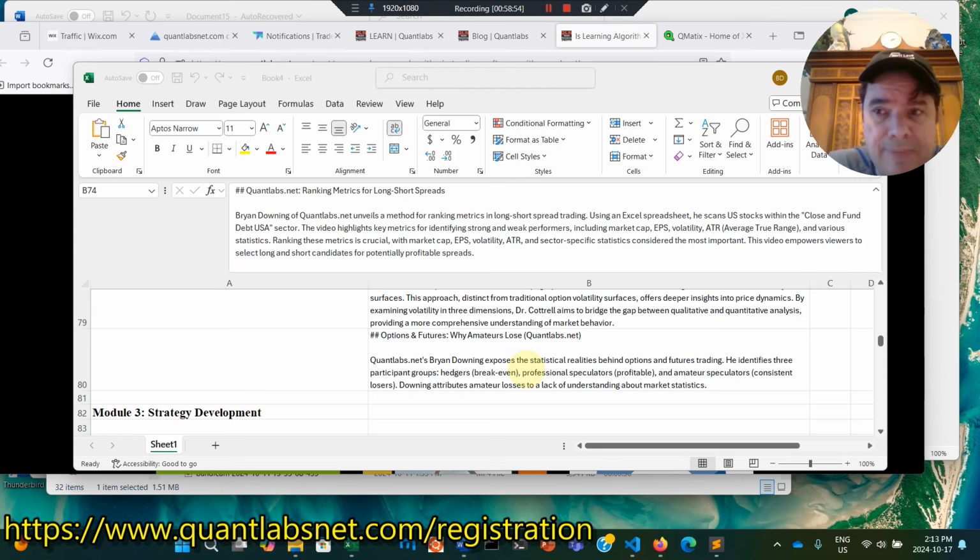This is just one small aspect that is really critical for retail and uninformed traders out there, specifically in the futures market. It exposes the statistical reality behind option and futures trading. It identifies three participants: the hedgers, the break-even professional speculators, which are usually the banks or the hedge funds because they have the inside information, and they're the profitable ones.